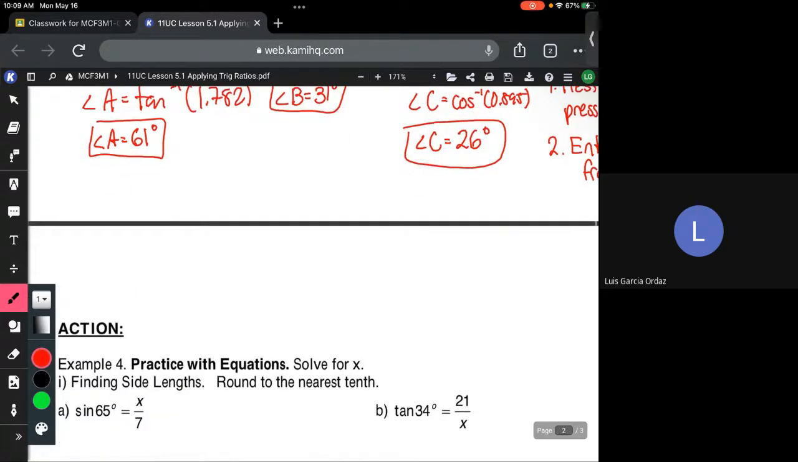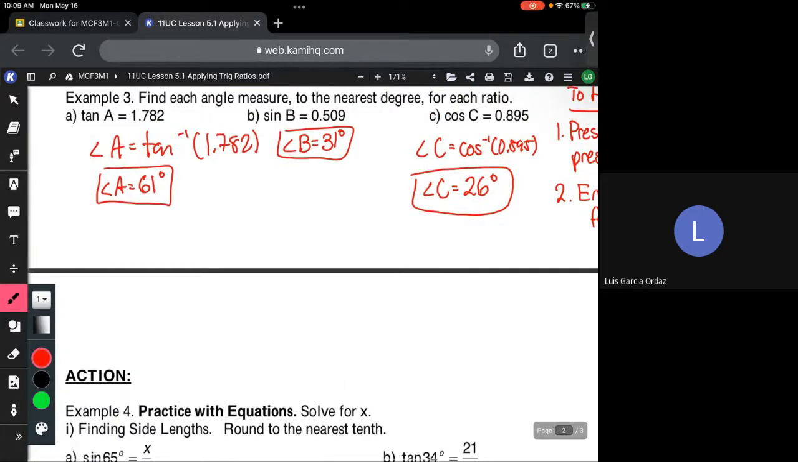Let's go for X. I don't remember that. Oh, yeah, yours is shift. Okay. So mainly you're going to be using a calculator.